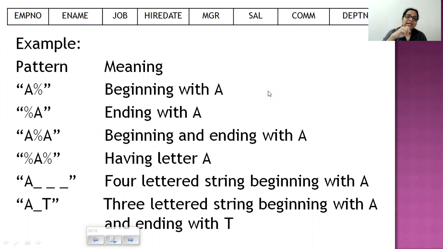Second one says percentage a. That means what? It doesn't begin with a, but it should be ending with a. Now, Anita, yes, gets selected in this case. But if I talk about Anne, Anne's last character is N. Here it says the last character has to be A, and before that you can have any number of characters. Now when you write a percentage A, what does it mean?